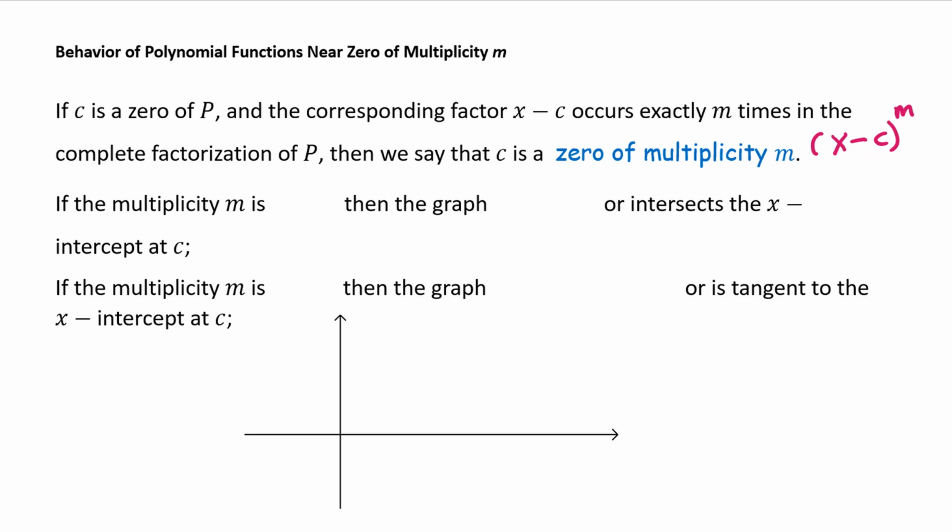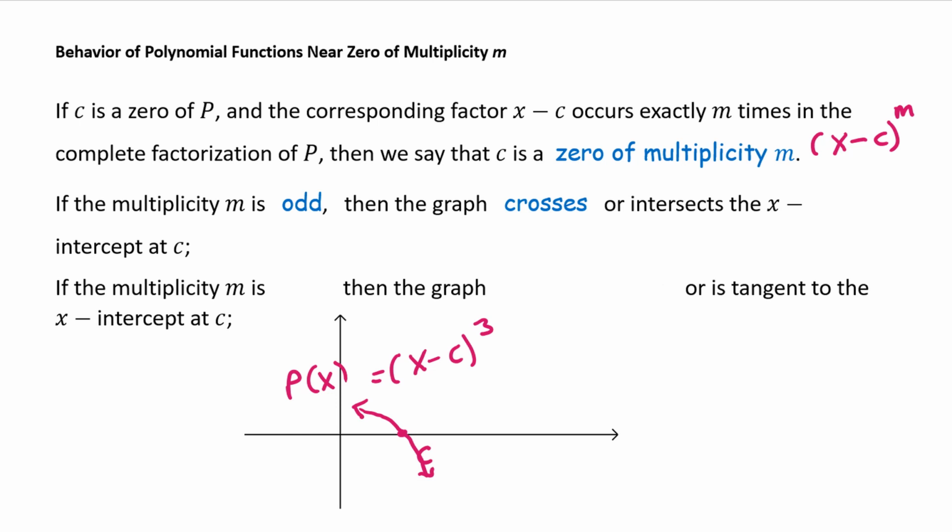If the multiplicity m is odd, that is, it's to the 1, 3, 5, 7, then it crosses or intersects the x-intercept at c. So let's suppose we have x minus c cubed, and that's what our polynomial is equal to. Then at c, the graph of the polynomial will go through that intersection.